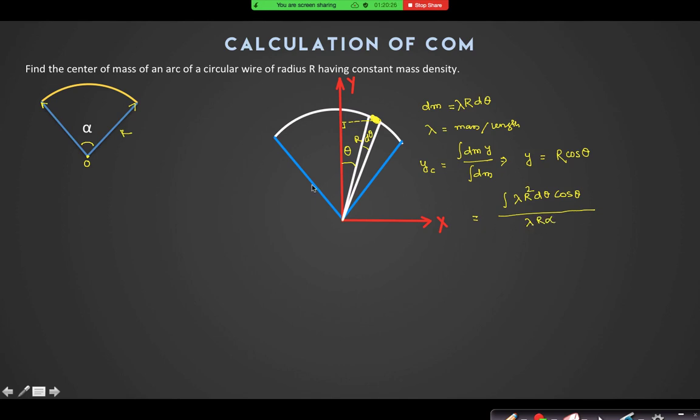And what will the limits be, from lower to upper limit? Minus alpha by 2 to plus alpha by 2. Good. Because here theta is 0, in this direction theta is plus alpha by 2 and in this direction theta is minus alpha by 2. If you do this integration from minus to plus alpha by 2, lambda will cancel out, giving r by alpha into 2 sine alpha by 2. That is the y coordinate of the center of mass for any segment of the circular arc.